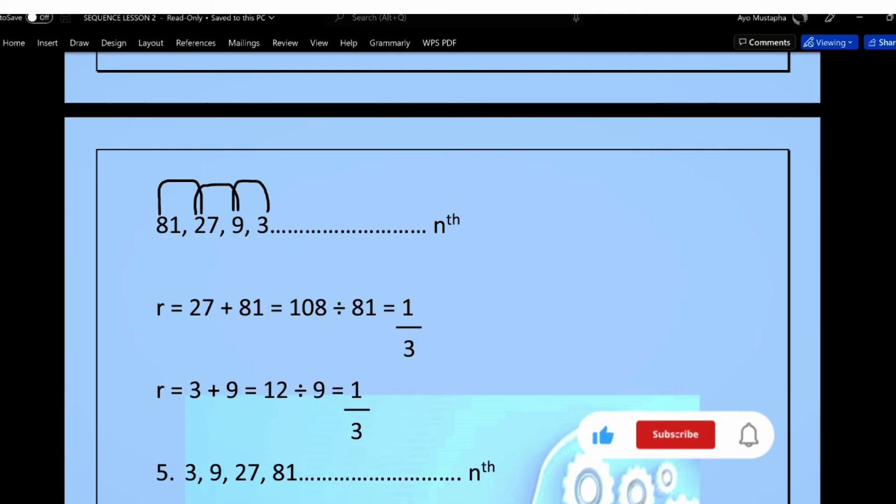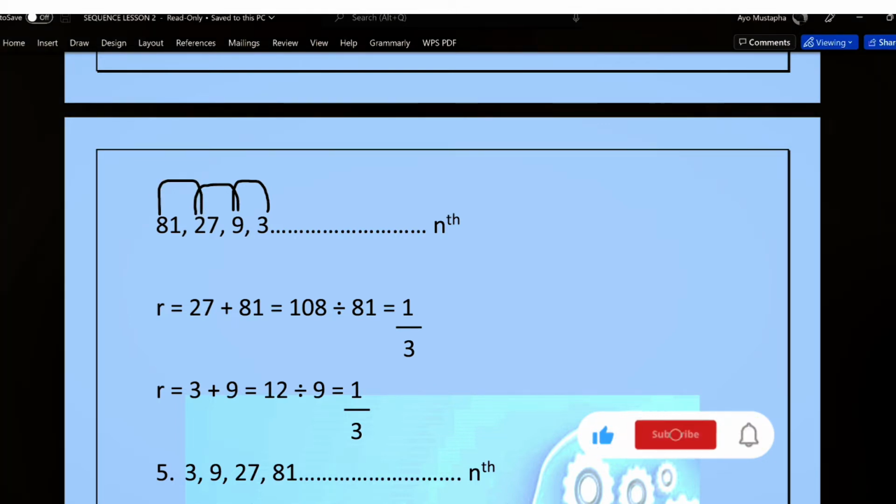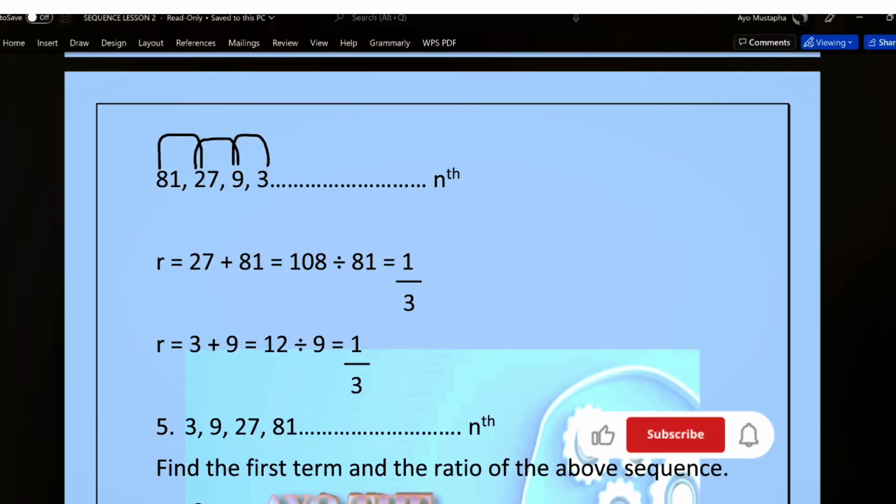So we then say 81 is brought behind 27 and 27 is brought after 81. So we have 27 plus 81 equals 108. So we divide it by 81, it gives us our ratio. So we then say 9 goes backward, then 3 comes forth. Then we say 3 plus 9 gives us 12. Then 12 divided by 9 gives us 1 over 3. And that's how we arrive at our ratio.